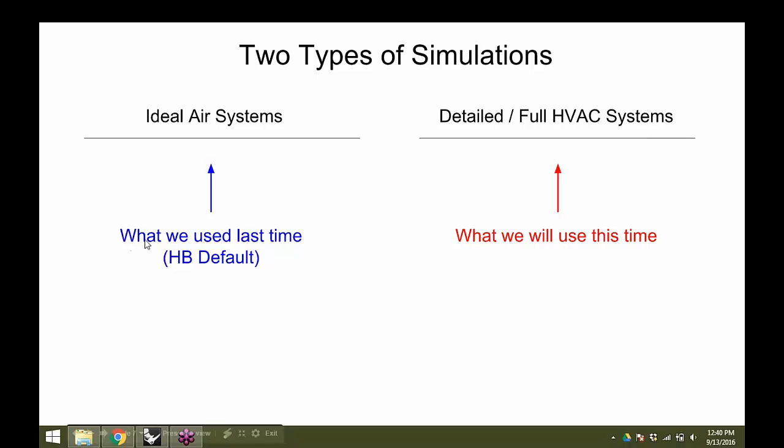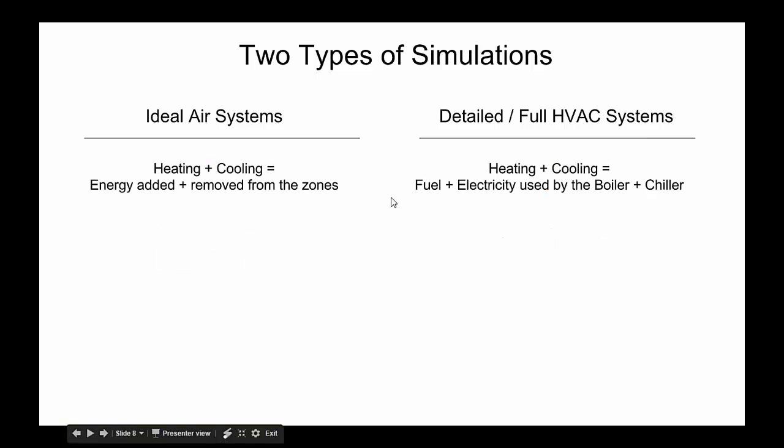Again, we used ideal air last time, and this time we're going to use detailed full HVAC systems. With ideal air systems, the values of heating and cooling that you get out of the simulation, if you remember, are just the energy that is directly added to or removed from the zones, basically the rooms of the space. And that's what makes our energy balance when we look at how much heating and cooling is needed in the space.